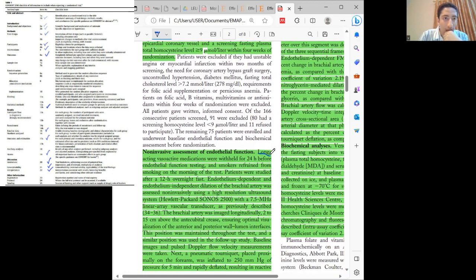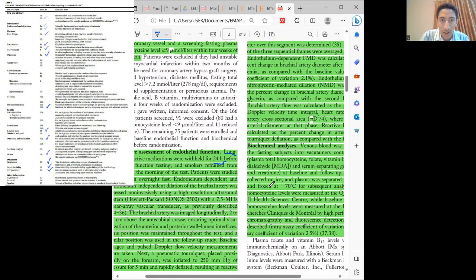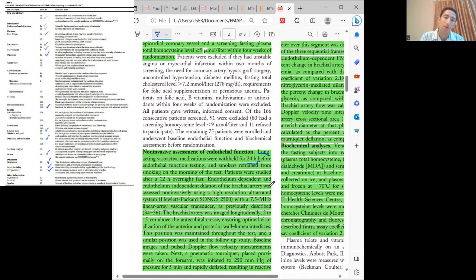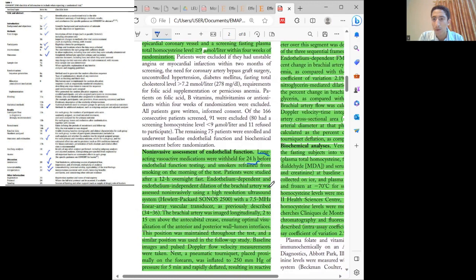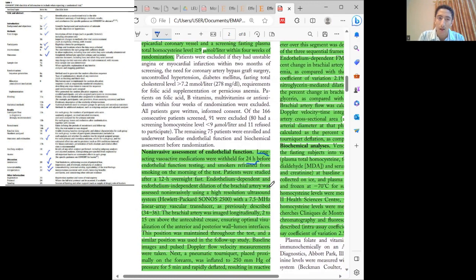Long-acting vasoactive medications were withheld for 1 hour before endothelial function measurement. So in this article, it says how the effects were working.